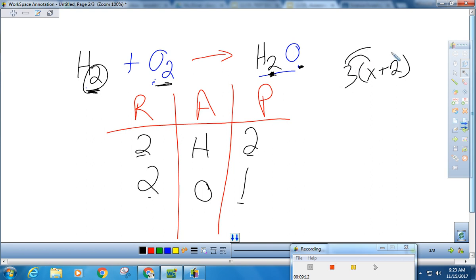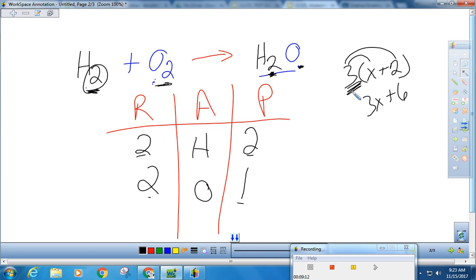It would be 3x plus 6. What property are we using right there? Distributive property. So coefficients are these big numbers out in front that get distributed through the entire equation. Or I'm sorry, not the entire equation, what they're attached to.